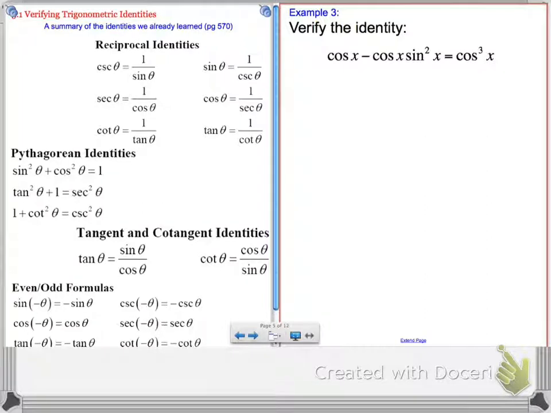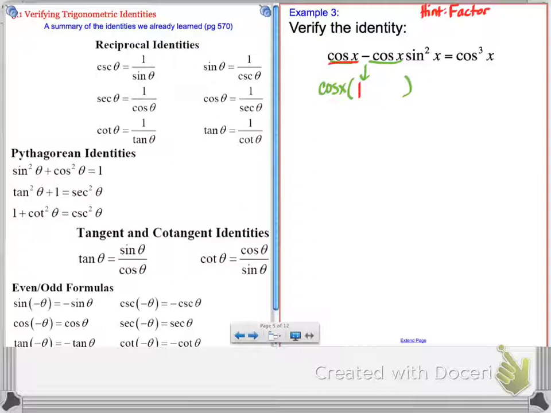Let's take a look at example number 3 and your 4th hint for the video. So the final hint here is to factor. You will often need to factor in order to simplify. So be prepared to factor and work with some factoring tricks that we'll talk a lot about in class. What I see on the left-hand side is that I can factor out a cosine, because the expression is cosine x minus cosine x sine squared of x. Cosine x is a common factor. So I'm going to factor that out.